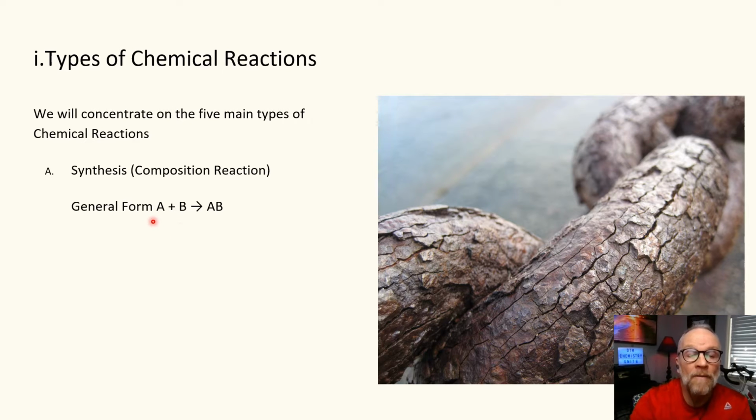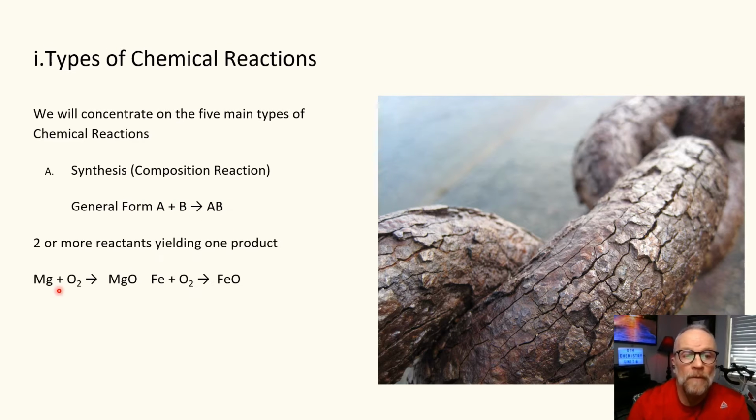So here we have our reactants. You'll have 2 or more reactants making one big product. And our example here is one that is familiar to everyone, rust. So you have a metal, magnesium, in the presence of oxygen produces magnesium oxide. Of course here you could also have iron rusting. Iron plus oxygen equals iron, this would be iron 2 oxide.